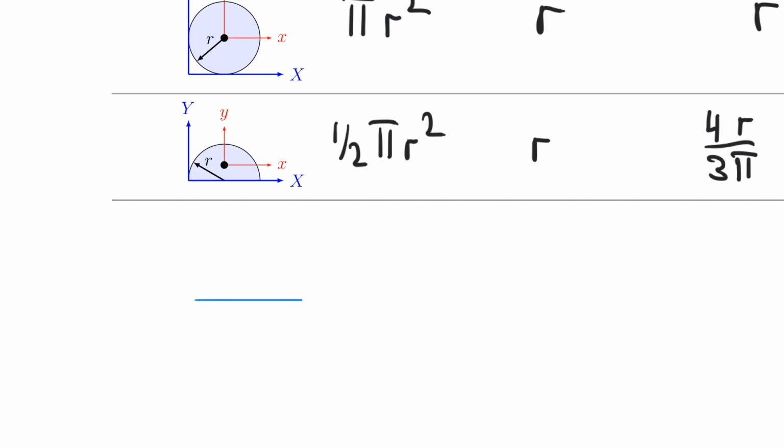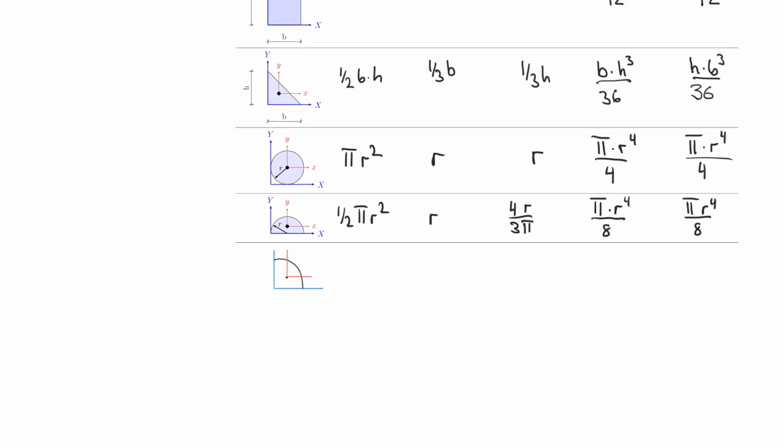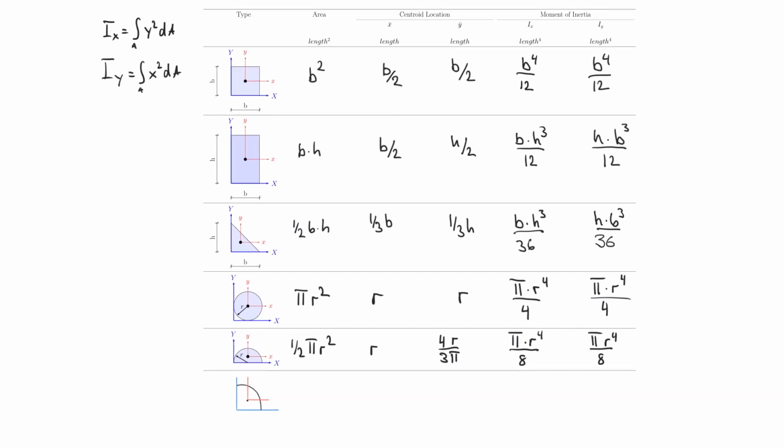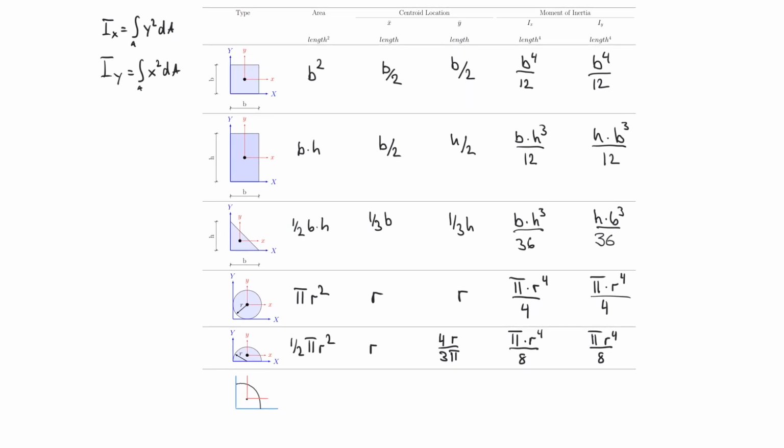So I'm going to add one more row to your table, which includes now a quarter circle. And that quarter circle has a centroid location as well. And this has therefore also axes. And now I can define my formulas for that last component. So what is my area? My area, of course, is 1 quarter pi r squared.